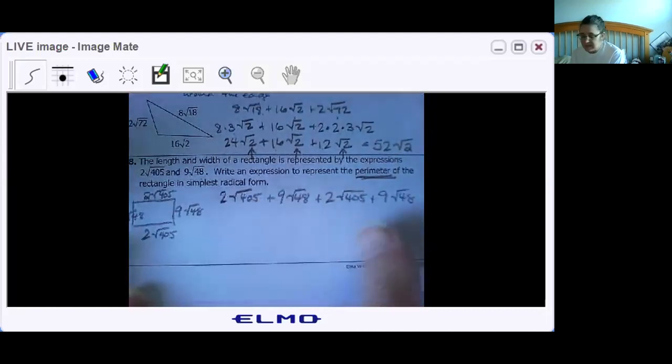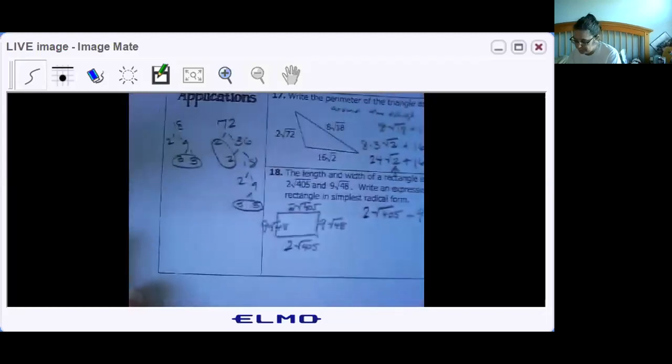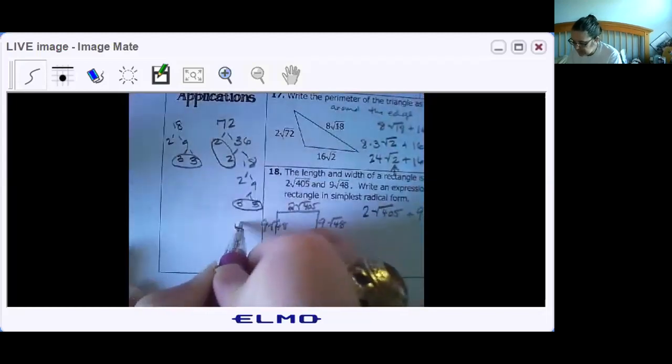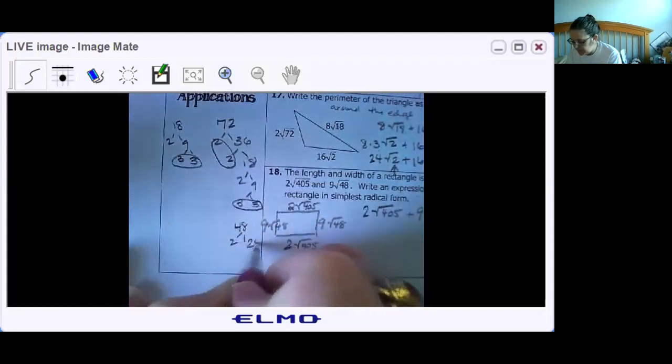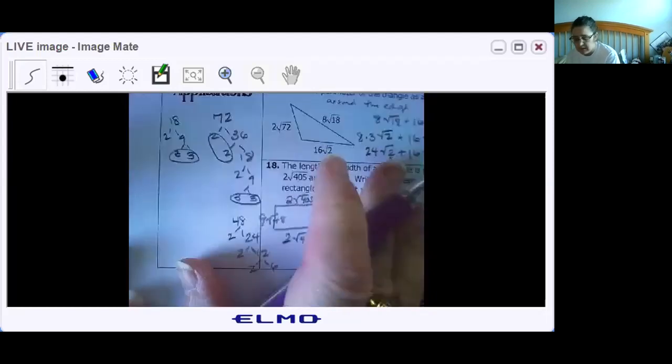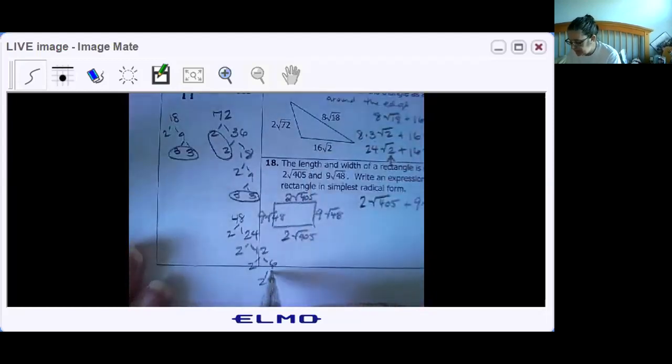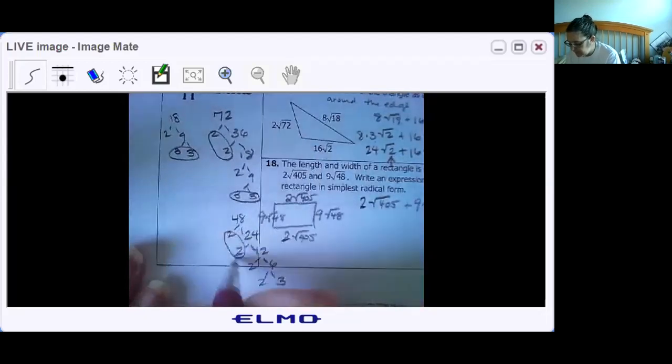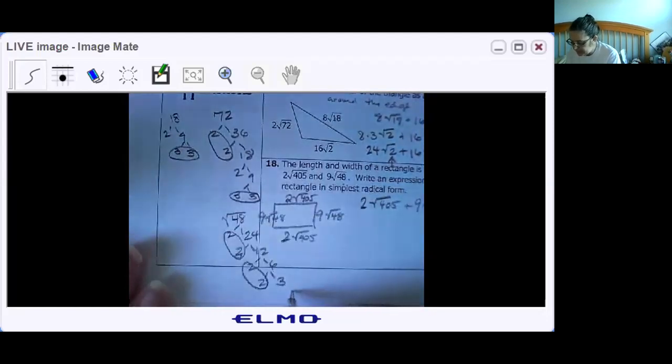So I'm going to go over here to my side again where I have a little more room. I'm going to start with 48 because it's the smaller number. Okay, 48 is 2 times 24, which is 2 times 12, which is 2 times 6, which is 2 times 3. I'm going to end up pulling out 2 sets of 2's for that. So the square root of 48 is 2 times 2 times the square root of 3. So that's 4 times the square root of 3.